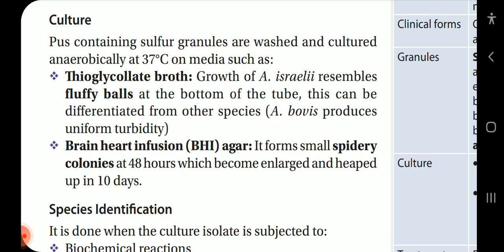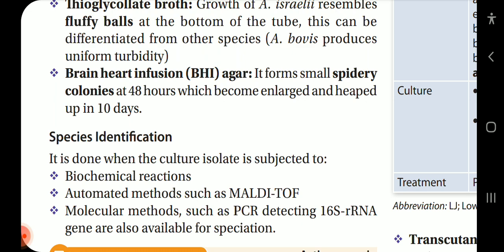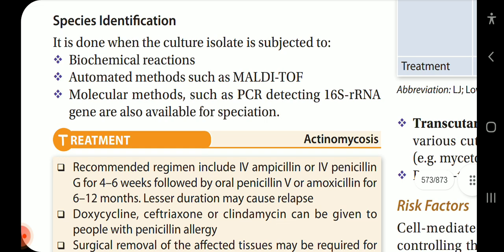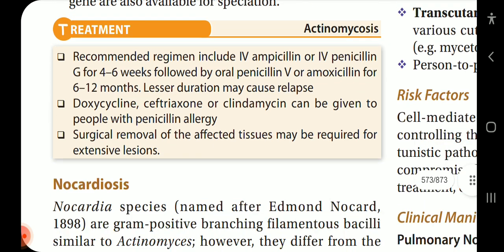as thioglycolate broth. Growth of Actinomyces israelii resembles fluffy balls at the bottom of the tube. This can be differentiated from other species. Actinomyces bovis produces uniform turbidity. On brain heart infusion agar, it forms small spidery colonies at 48 hours which become enlarged and heaped up in 10 days. Species identification is done when the culture isolate is subjected to biochemical reactions. Automated methods such as MALDI-TOF, and molecular methods such as PCR detecting the 16S rRNA gene, are also available for speciation.